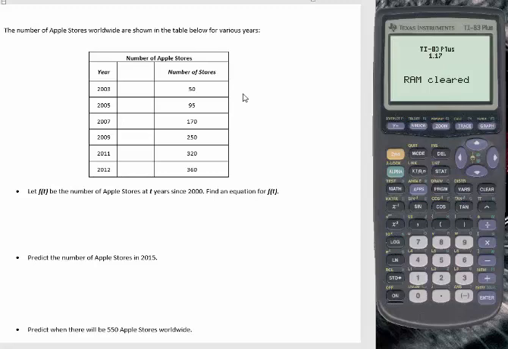Hi class. What I want to do in this example here is work a problem that's a lot like question number 3 on your journal assignment this week. This problem talks about how you model a linear relationship between two variables. Okay, so here's the problem.